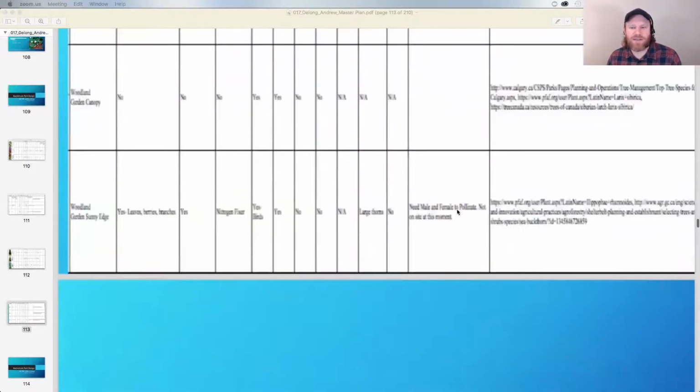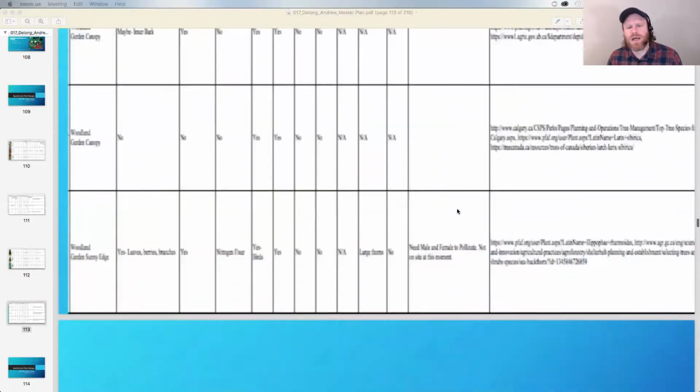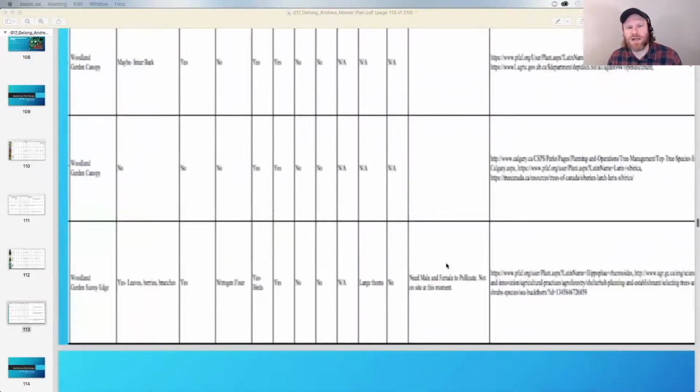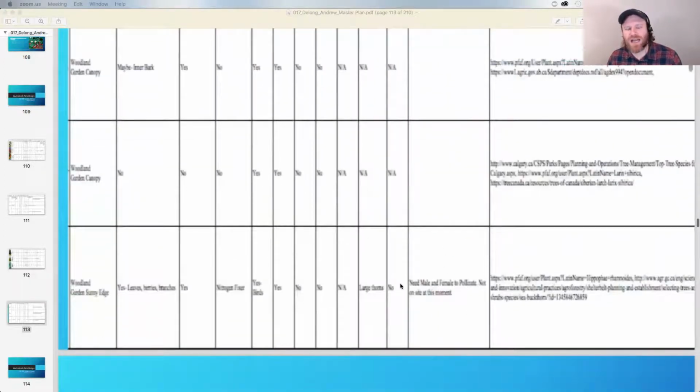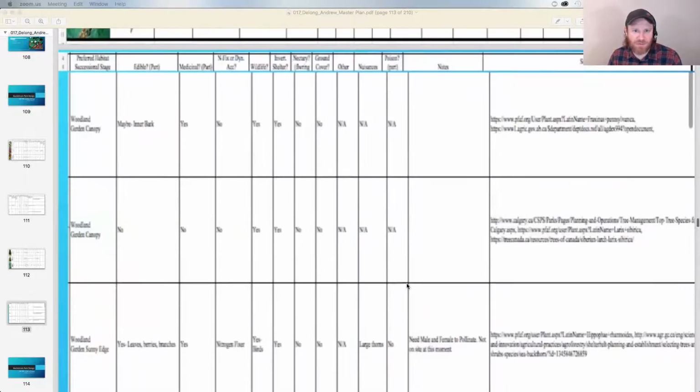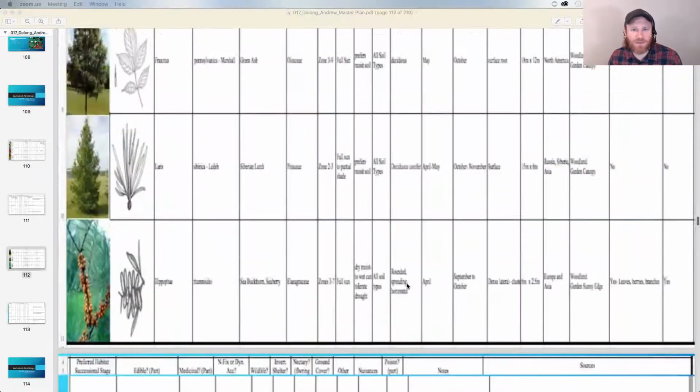This is great. So at this one, and I'm pretty sure this is the sea buckthorn. Yeah, it is the sea buckthorn. Need male and female to pollinate, not on site at this moment. So again, this is somebody who went outside the constraints of this assignment, but did a really good job. And I appreciated what they brought here and what they had to say.